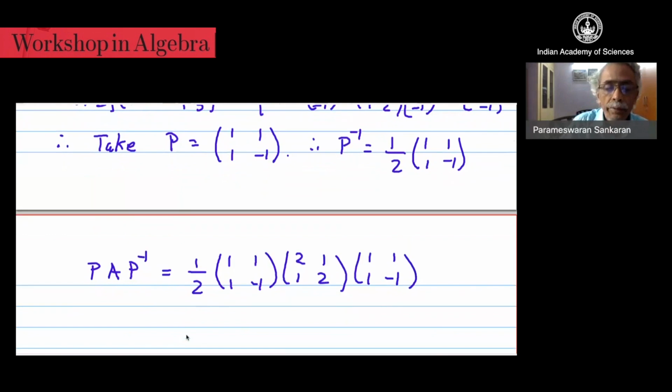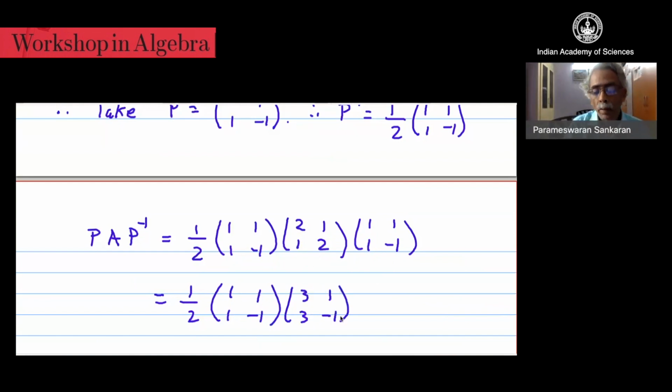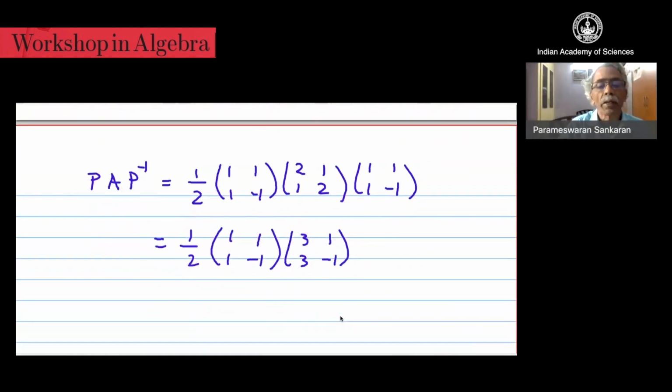This gives us what? This is equal to, okay, so 1 by 2, [1 1; 1 -1], and here this matrix times the first vector, that is 3 3, and this matrix times the second vector, which turns out to be 1 -1. And now you really have to make this calculation.